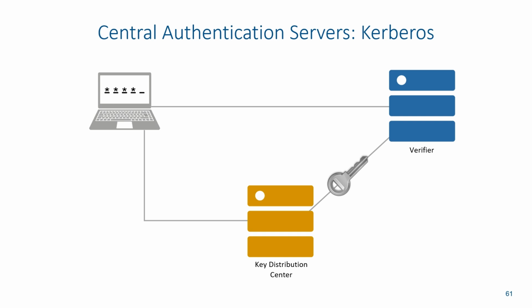And then the verifier is going to establish a secure connection with the distribution center. And from here, it will be able to authenticate the user and establish a connection between the device and the verifier. So we have 3 different things here: the user's device, the verifier, and the key distribution center.